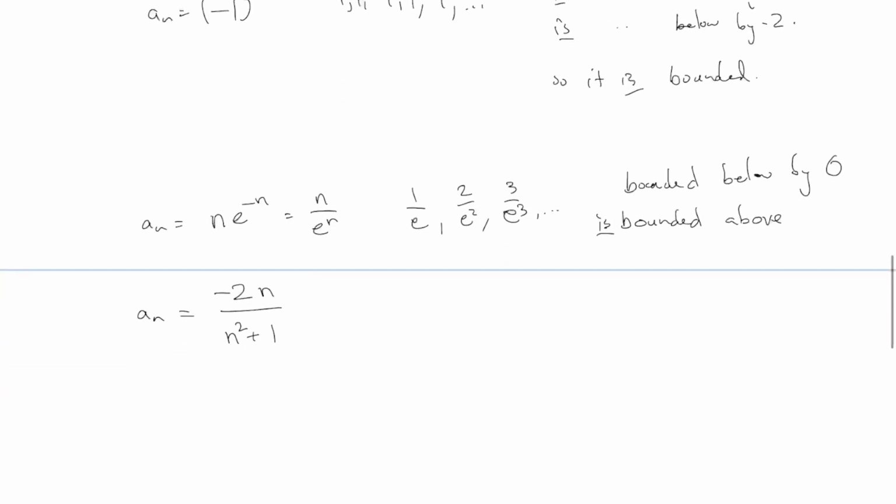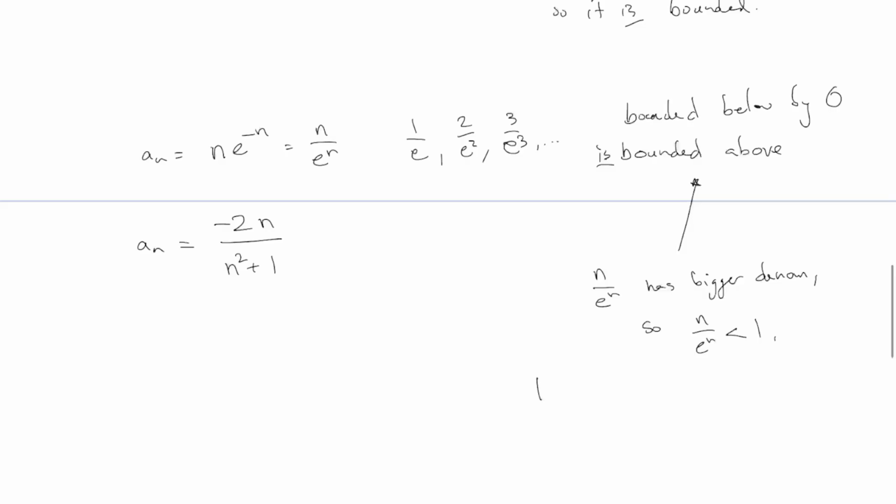All right. To explain that, one thing that you could say is something like n over e to the n has a bigger denominator, so n over e to the n is always less than 1. Or you could say, here's just another way of explaining it, n over e to the n converges actually to 0. So it can't go up forever.